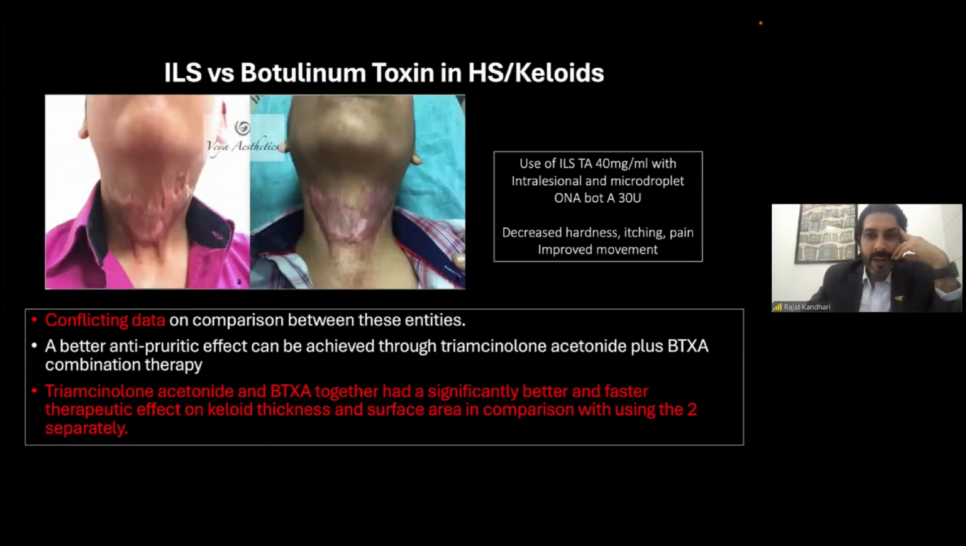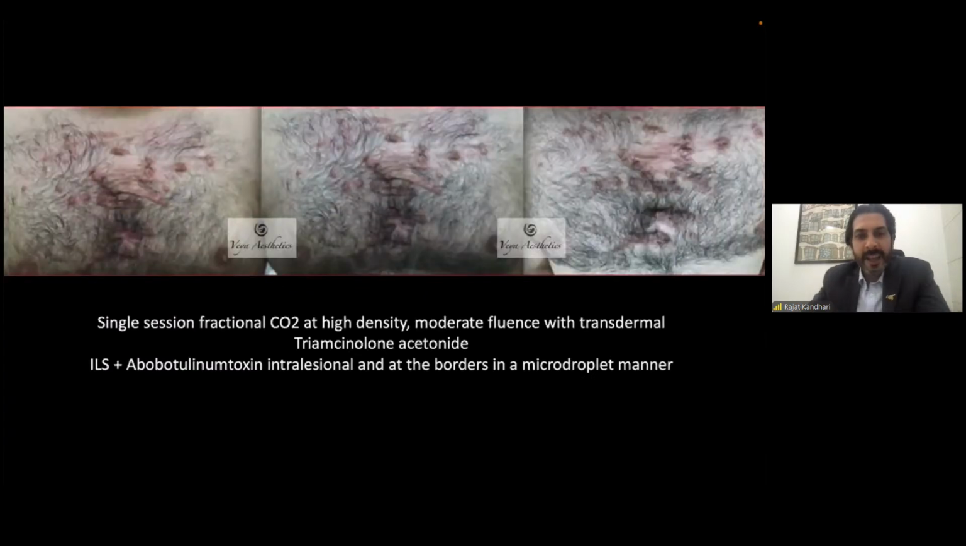Again, for hypertrophic scars and keloids, there is some data which says that it can help alone. This is a case wherein I've used it along with triamcinolone acetonide and with reasonably good outcomes. Again, similar with a single session of fractional CO2 and transdermal triamcinolone, and around the borders, abobotulinum toxin intralesional and microdroplets around the borders.